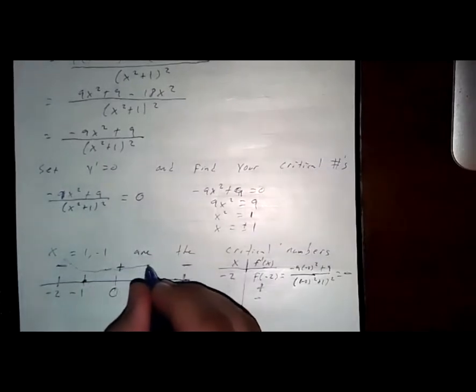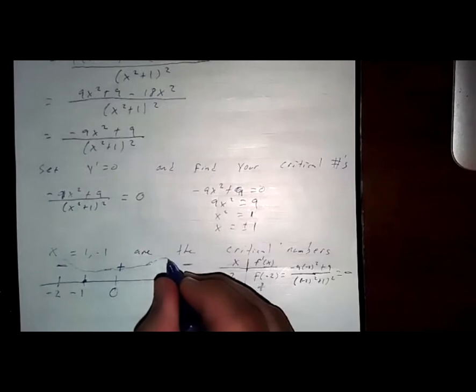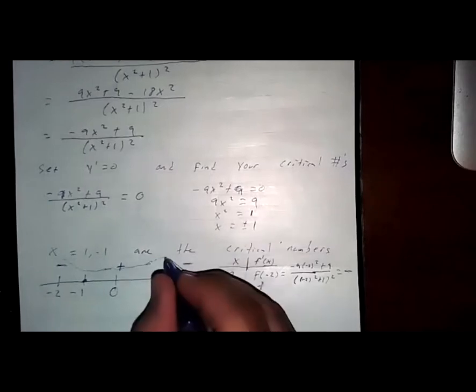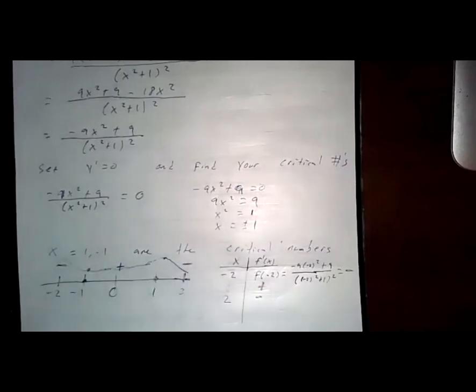Decreasing from here, and then increasing. And then after that, I'm decreasing again. So this is my shape, right? So we have a minimum at -1, maximum at 1. Is that clear? Yes.